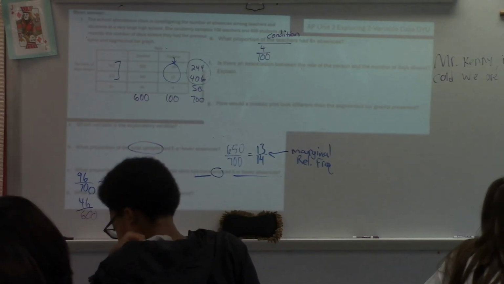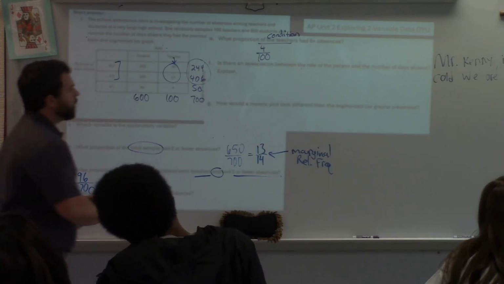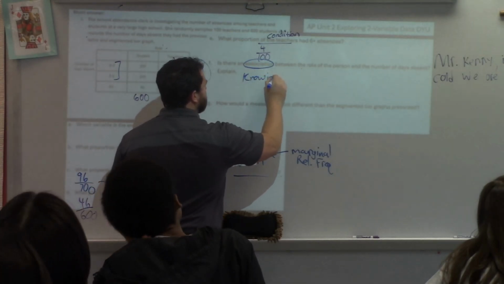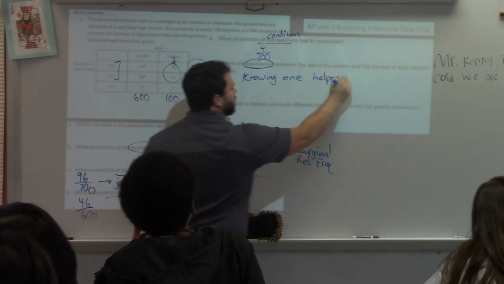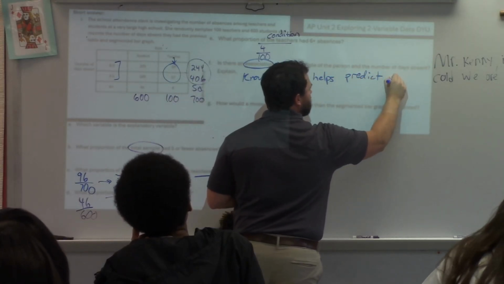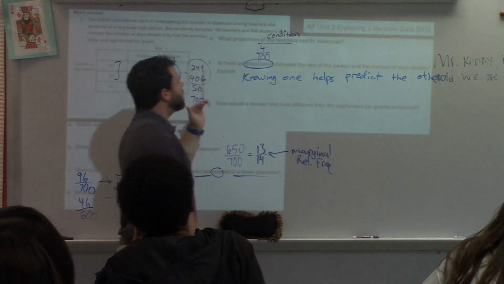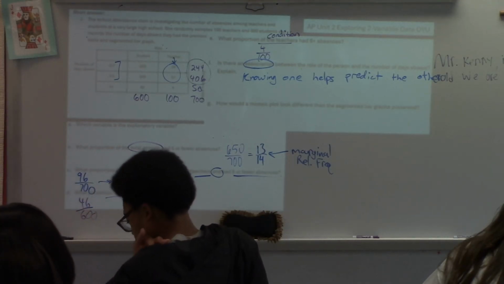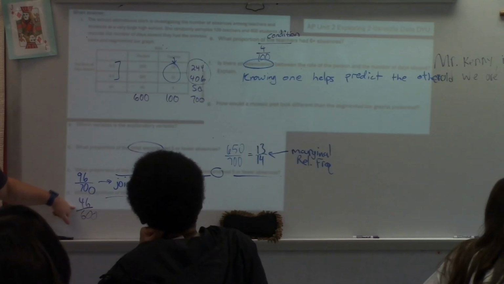All right, F. Is there an association between the role of the person and the number of days absent? Remember, association means knowing one does what? Helps predict the other. So bringing that to mind here, when I say, is there an association between the role of the person and the number of days absent? Knowing that someone was a student, weren't they more likely to be absent?